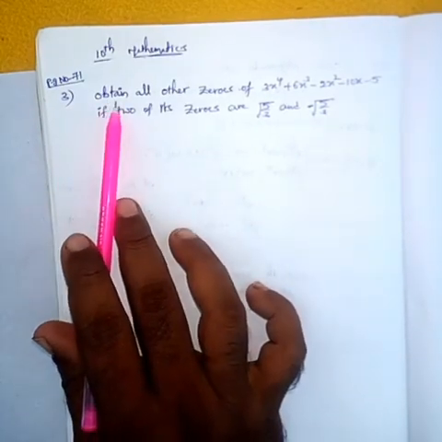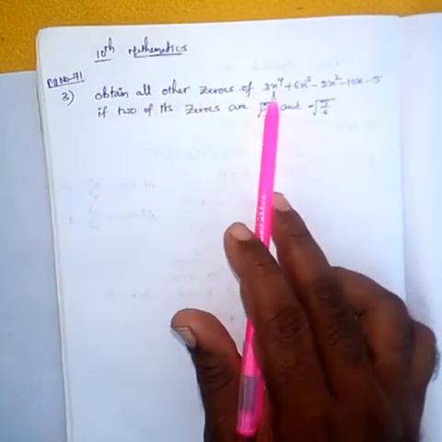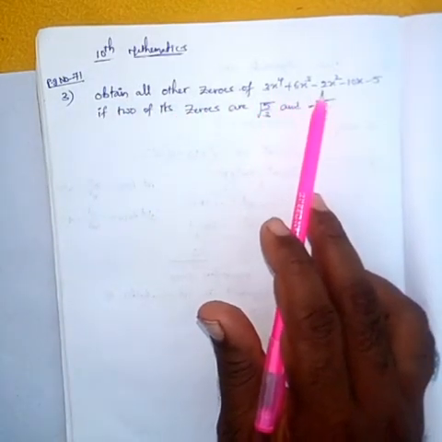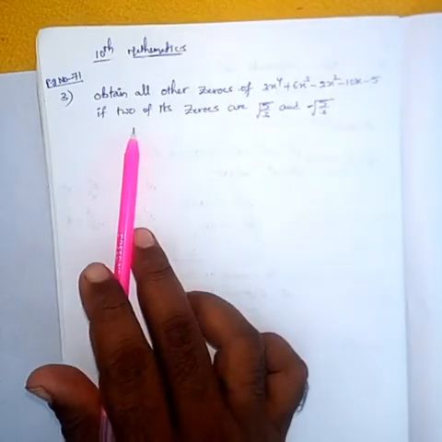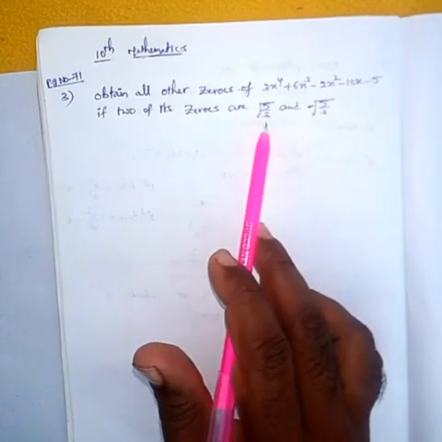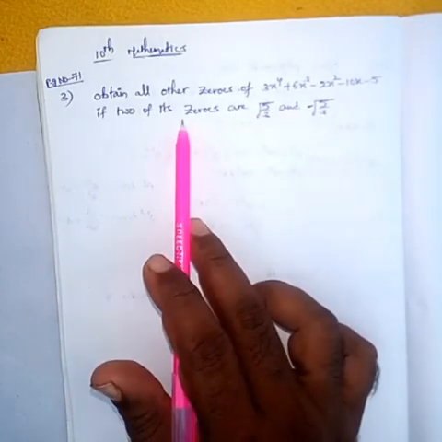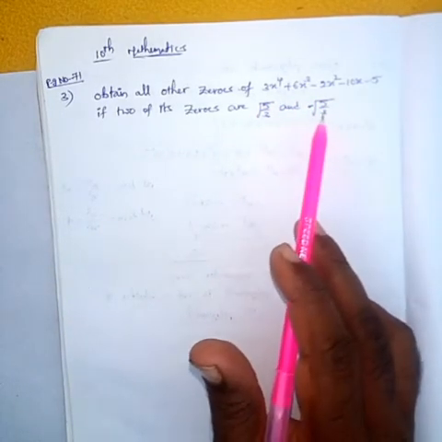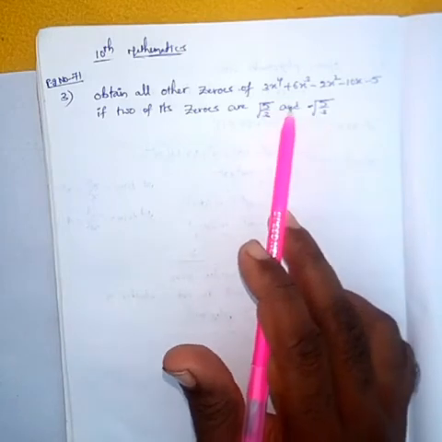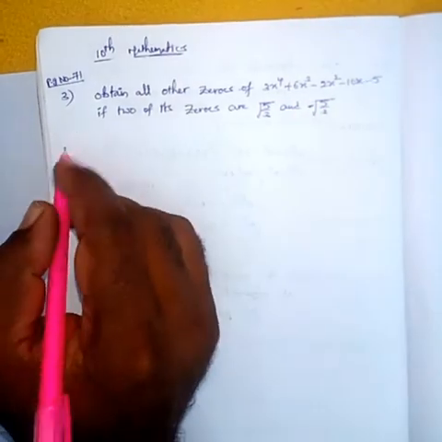Watch the third problem in exercise 3.4, that is: obtain all other zeros of 3x power 4 plus 6x cube minus 2x square minus 10x minus 5, if two of its zeros are root 5 by 3 and minus root 5 by 3. Okay, children, here two zeros of the polynomial are given. By using this data we have to find the other zeros of the given polynomial. Okay, solution.